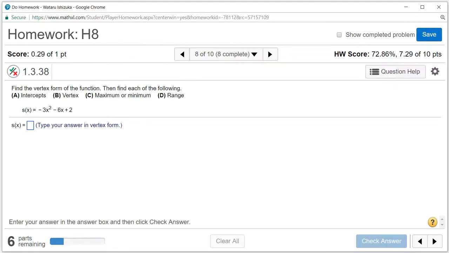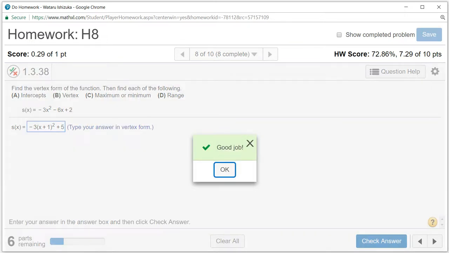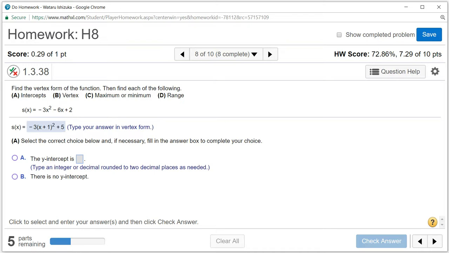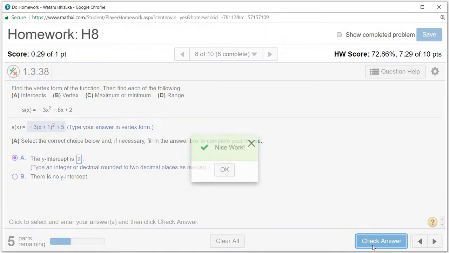Alright, let's type it in. So you have -3 times x plus 1 squared plus 5. Let's check the answer. Got that. And the y-intercept is easy to find. Plug in x equals 0 here, so it's going to be 2. So we have 2 there. Not much work required.